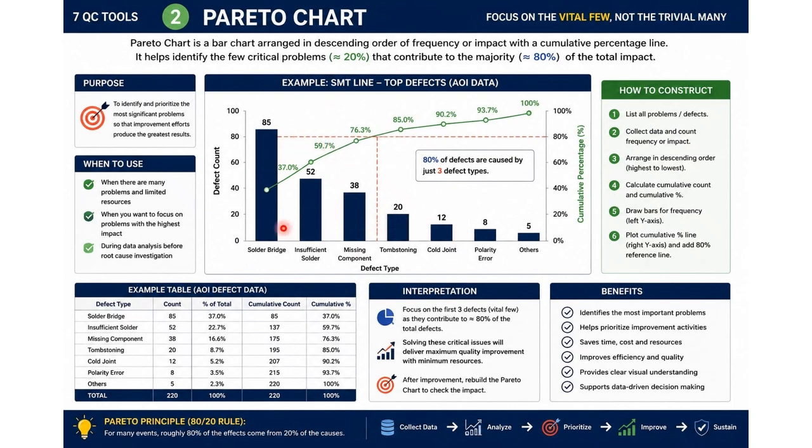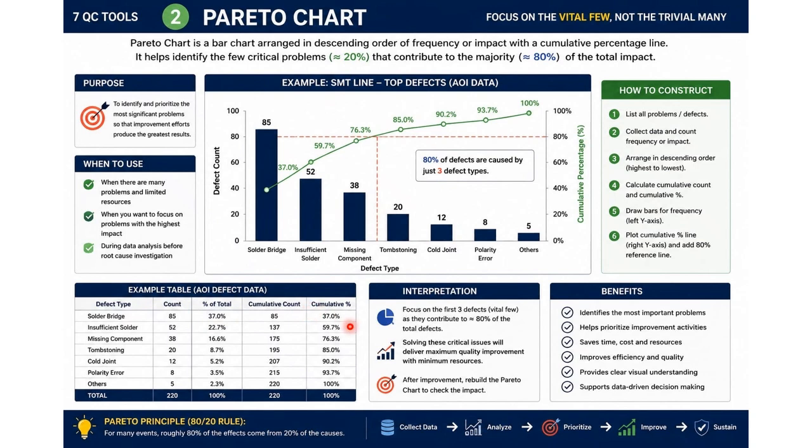Let's look at this SMT AOI example. Here, solder bridge, insufficient solder, and missing component are the top 3 defects. Together, they contribute to nearly 80% of all defects. This means that by focusing our improvement efforts on these 3 defects first, we can achieve the maximum quality improvement with minimum time, cost, and resources.